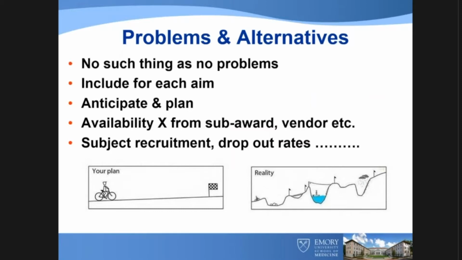You're also going to want, for each aim, a statement of problems and alternatives. Because there is no such thing as no problems. Every grant proposal, no matter how good you are, is going to have bumps along the way. So you're going to want to include it for each aim. And the goal really is, again, to show the reviewers that you truly understand this field. You understand the challenges that you and everybody else have faced.